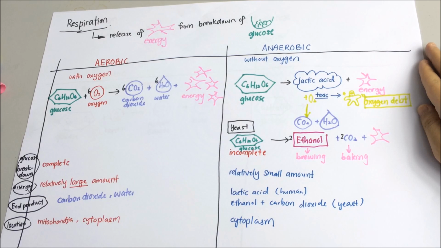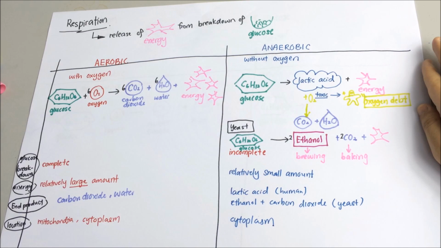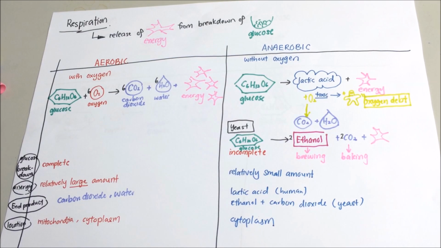Now, let's put things into context. When you exercise, your muscle will keep breaking down glucose to release energy. At the beginning of the exercise, muscle will respire aerobically since there is enough oxygen. After some time, when all the oxygen is used up and the blood cannot supply oxygen fast enough to those cells, they will use anaerobic respiration to obtain energy. And this anaerobic respiration will produce lactic acid that makes you tired after a vigorous exercise.